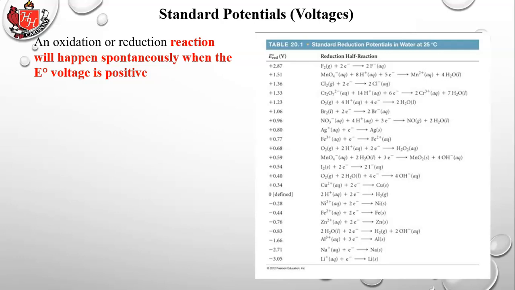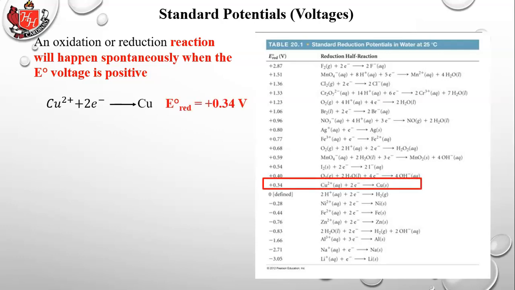Now down below the hydrogen, where you see the 0, those are negative numbers. That means those won't happen spontaneously as a reduction reaction. What you'd have to do is turn those around and make those numbers down below that 0 positive. So those would happen spontaneously as oxidation reactions. So up above the 0, they naturally happen as you see them written as reduction half reactions. Down below, you'd have to turn them around, make them oxidation half reactions for them to happen spontaneously or naturally.